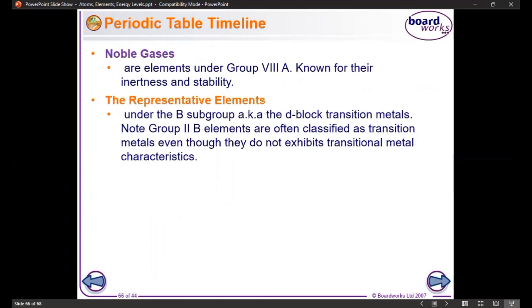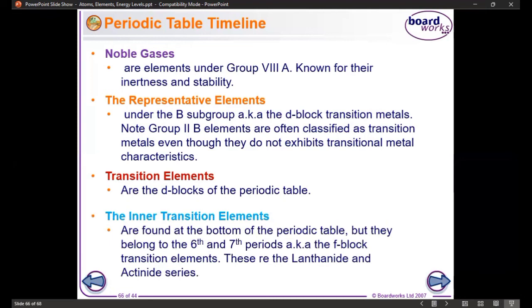The representative elements under the B subgroup are also known as the D block transition metals. But take note, group 2B elements are often classified as transition metals, even though they do not exhibit transition metal characteristics. And we have the transition elements. Those are the elements in the D block of the periodic table. Then we have the inner transition elements. These elements are found at the bottom of the periodic table, but they belong to the 6th and 7th periods, also known as the F block. So the F block transition metals are named the lanthanide and the actinide series.